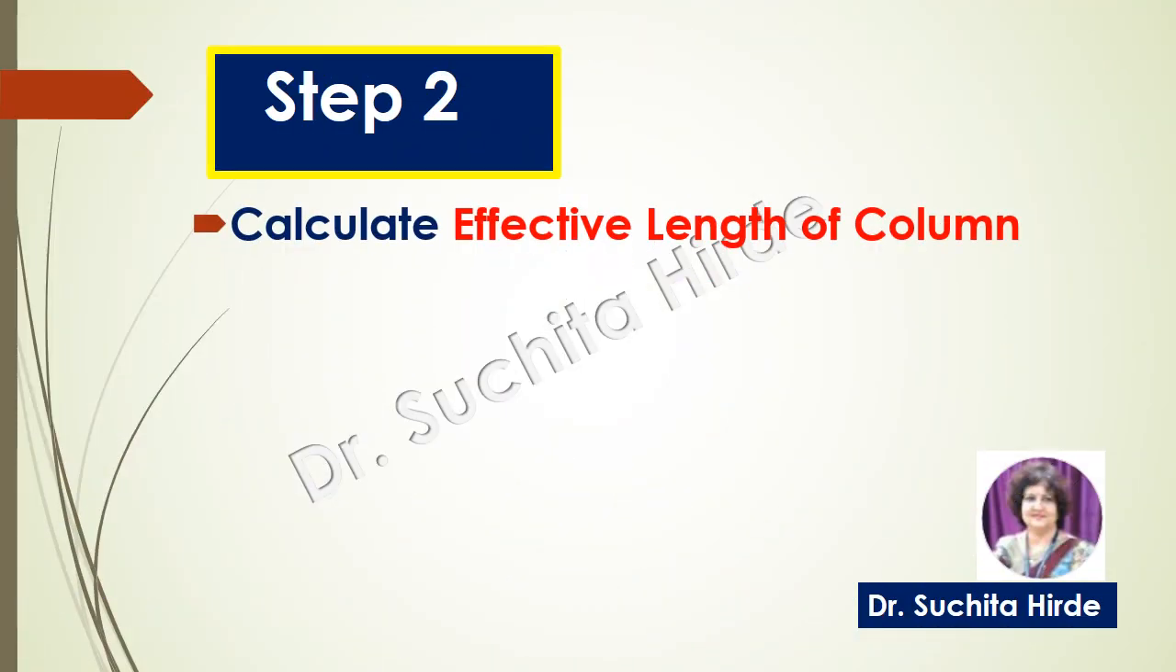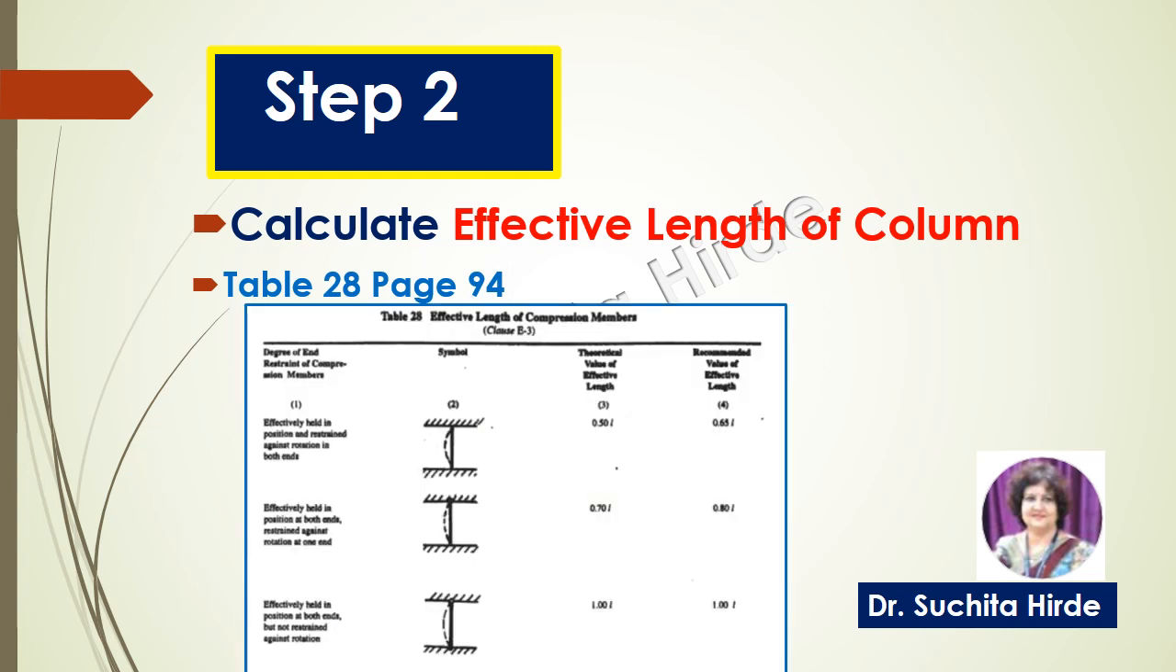Next step is to calculate effective length of column. How to calculate effective length of column is given on page number 94, table 28 of IS 456. Effective length depends on end conditions of column. There are different end conditions given in this table. First three conditions are important, which I have shown here. In this table, we have to read effective length from last column, that is column number 4.